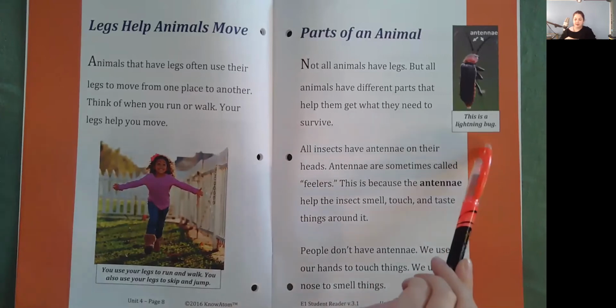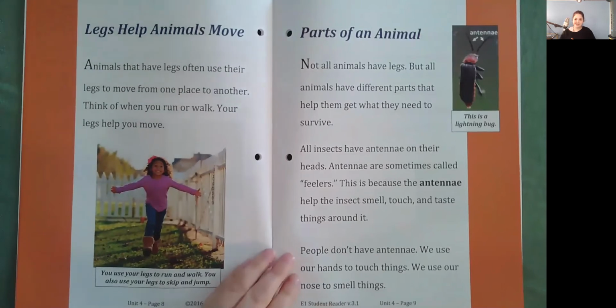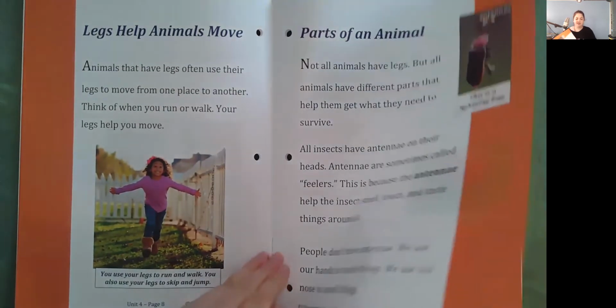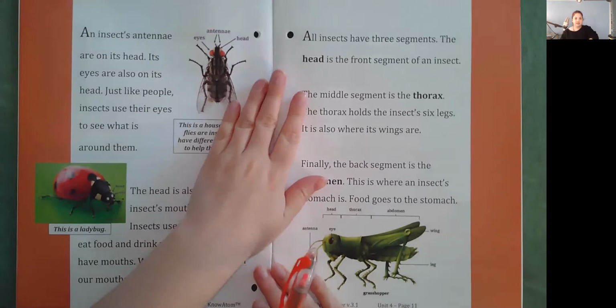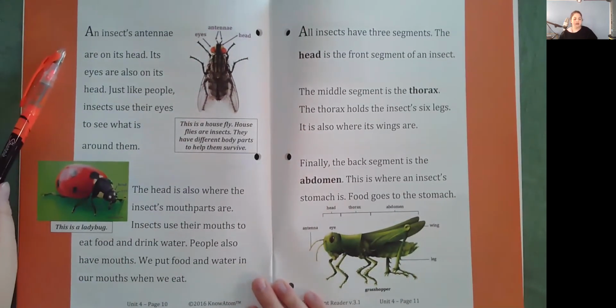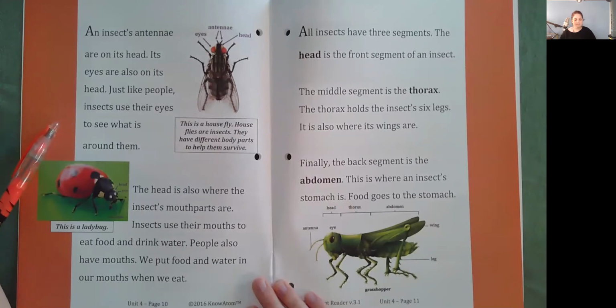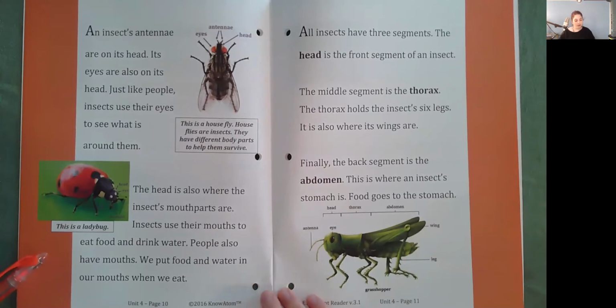So here's a lightning bug, and here are its antennae. Have you ever seen a lightning bug? An insect's antennae are on its head. Its eyes are also on its head. Just like people, insects use their eyes to see what is around them. The head is also where the insect's mouth parts are. Insects use their mouths to eat food and drink water. People also have mouths. We put food and water in our mouths when we eat.